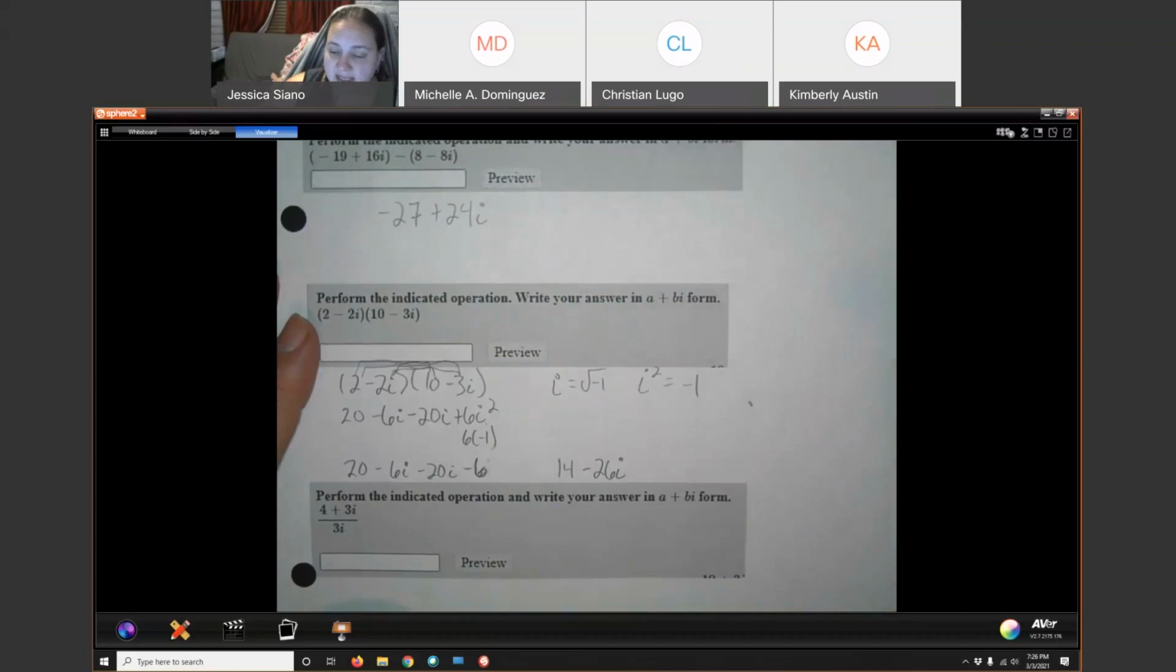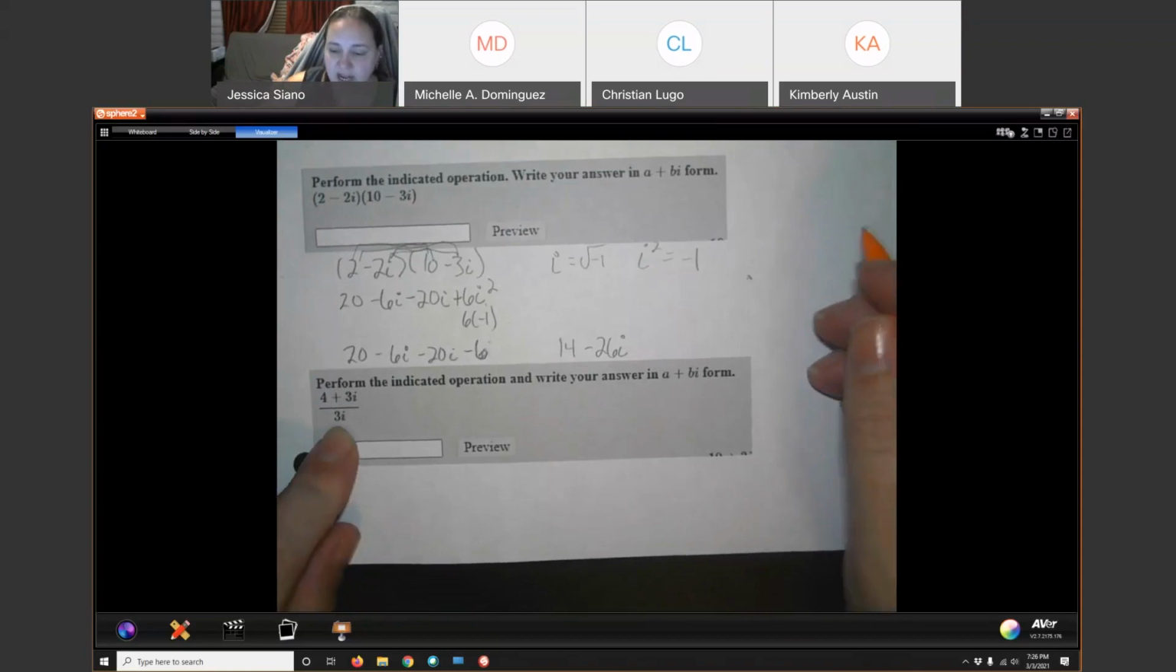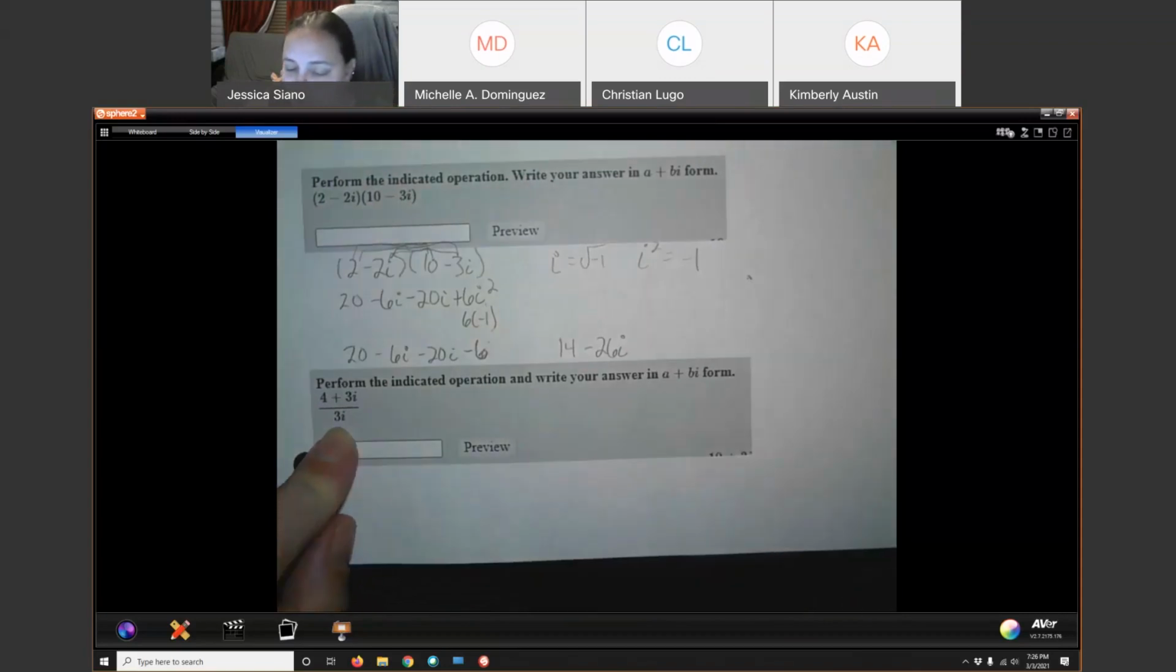So i's cannot be in the denominator of a fraction. So if you have an i in the denominator of a fraction and you have a monomial, so just one single term in that denominator, then you're just going to multiply top and bottom by i.